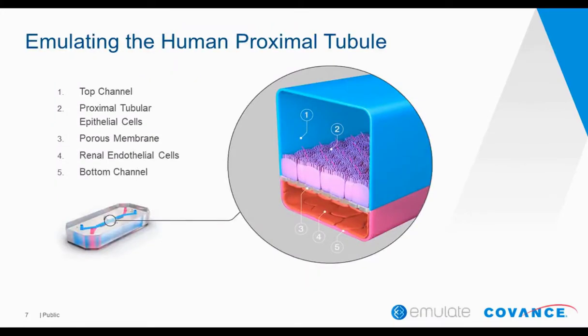First, let's take a look at how we can build a human proximal tubule in our chip. Emulate organ chips are made of flexible, transparent polymer that has two independent microfluidic channels separated by a porous membrane. We can culture the proximal tubular epithelial cells in the top channel and renal endothelial cells in the bottom channel. Then we can apply fluid flow independently in both channels to create a dynamic environment like within our kidney.